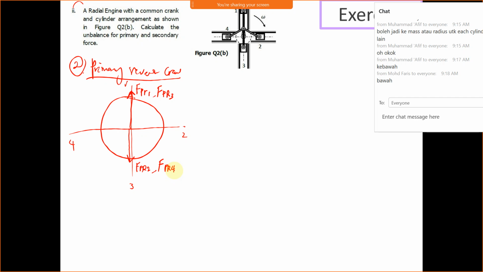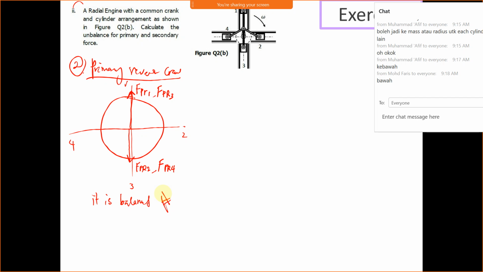So, 1, 3, 2, 4. Dua-dua atas, dua bawah. Maksudnya dekat sini we consider as balance lah. It is balance. FPR equals to 0.